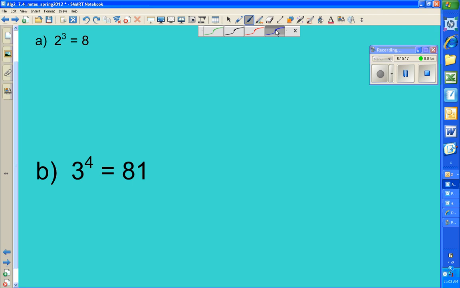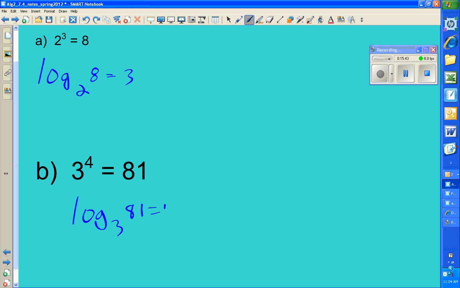Nina, how about the first one? Log base 2 of 8. Fantastic. Log base 2 of 8. We're not multiplying. It's log base 2 of 8 is equal to 3. Samana, how about B? Log base 3 of 81 equals 4. Perfect. Log base 3 of 81 is equal to 4.